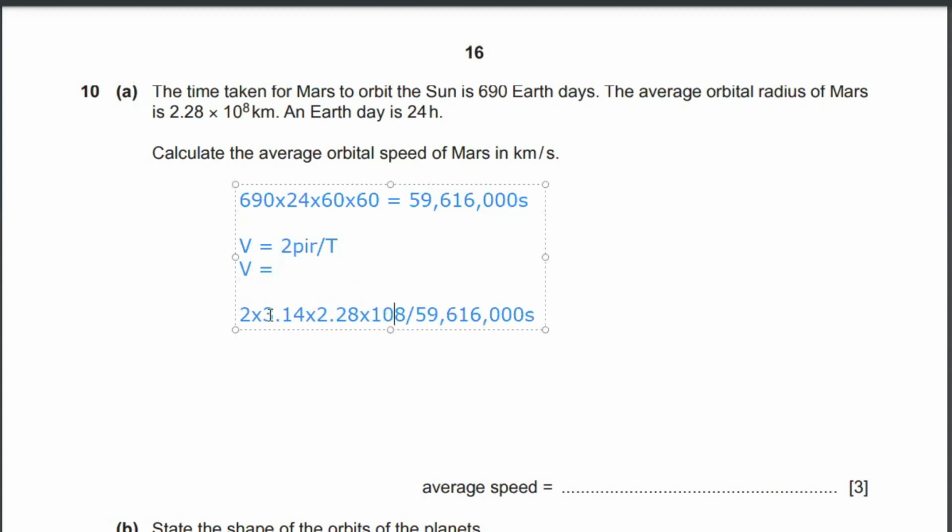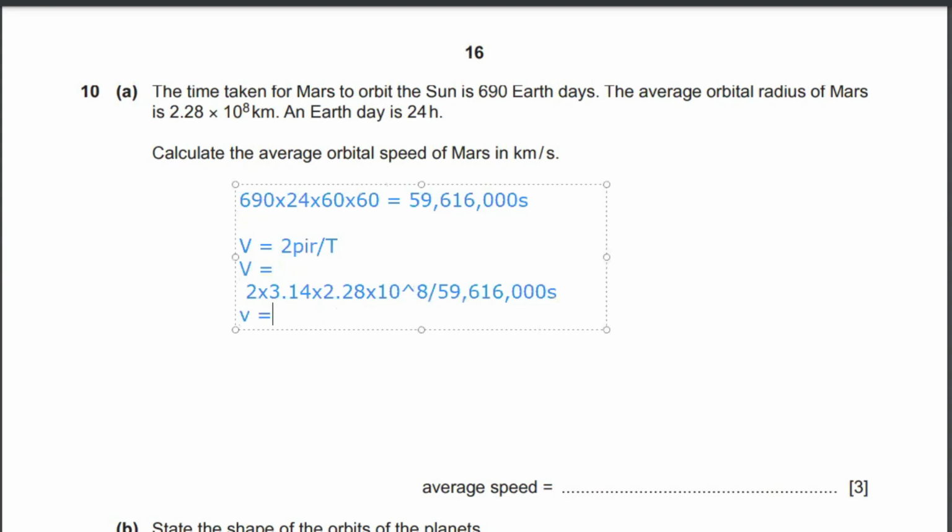So 2 into 3.14 into 2.28 into 10 to the power 8, divided by the time that we calculated. This gives us the value of v equal to 24 kilometers per second. So this is the average orbital speed of Mars. We are calculating based on the assumption that this orbit is a perfect circle, and that the speed is in kilometers per second, about 24. At every point where we measure the speed, it will be about 25. The average would be 24.